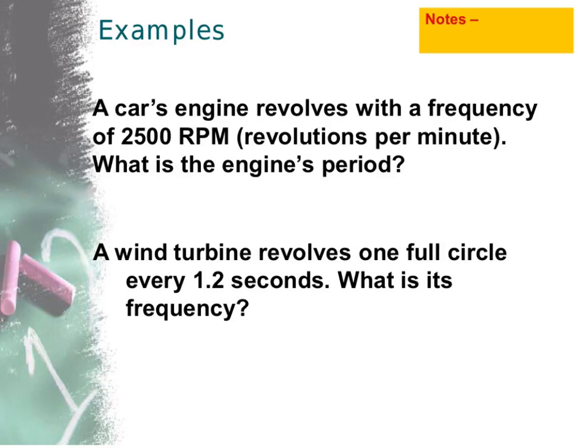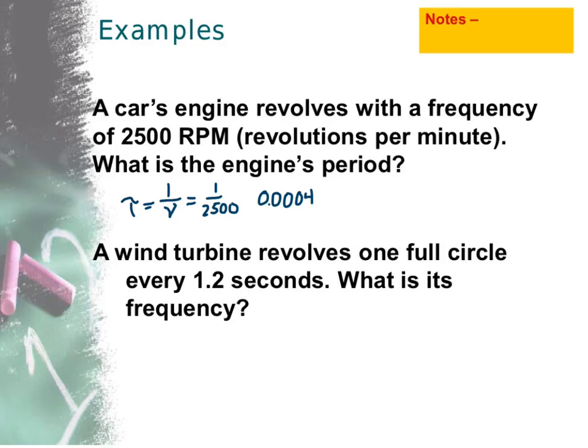So let me give you a couple of really quick examples. Let's say a car engine revolves with a frequency of 2,500 RPM, which stands for revolutions per minute. What is the engine's period? So if I were to use the formula tau equals 1 over nu, I would say that tau equals 1 over 2,500. And 1 over 25 is 0.04, so this is 0.0004. Wow, that's a lot of zeros.